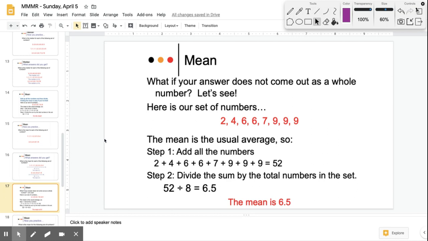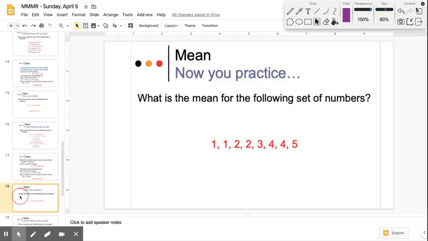Now, sometimes your answer is not going to come out as a whole number, so you will have a decimal answer. So let's see what that looks like. If I take these numbers and add them up, it gives us a sum of 52. There are 8 numbers total that I added together, and so when I do the division, it comes out to 6.5. That is okay. The mean can be a decimal, so the mean is 6.5.